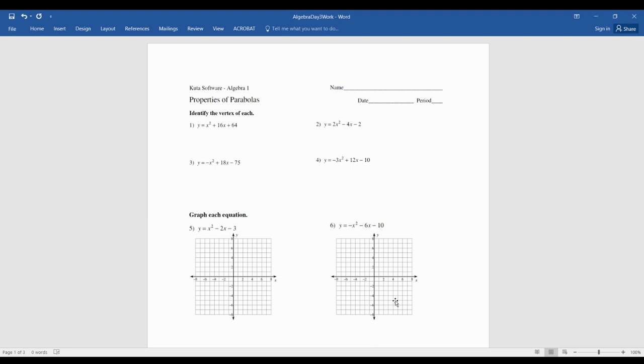All right, ladies and gentlemen, I'm going to give you an example of how we would solve one of these problems if they ask you for the vertex. This is from your worksheet for today. I'm just going to go with number 3. Any of these, if they're asking you for axis of symmetry or vertex, either way, they're going to start with the same first step, which is find the vertex.